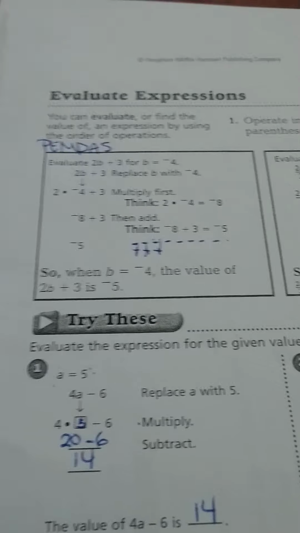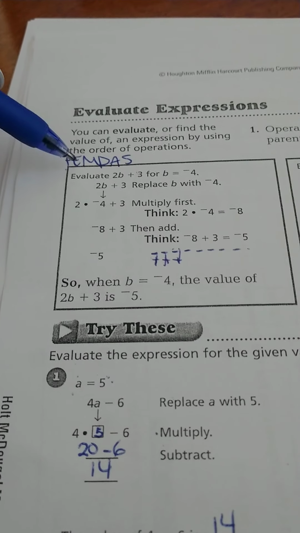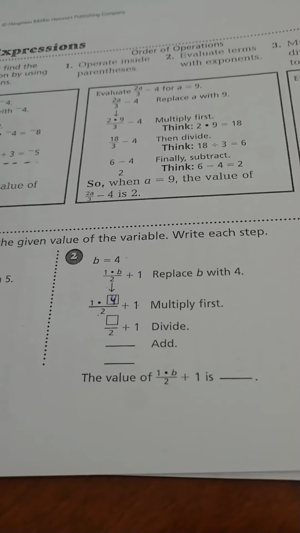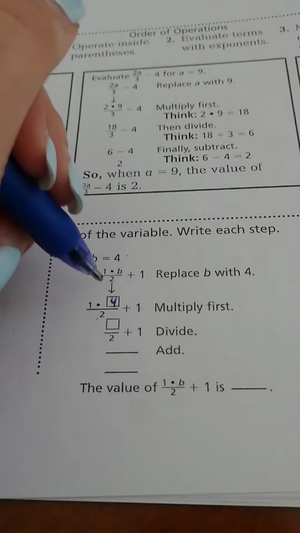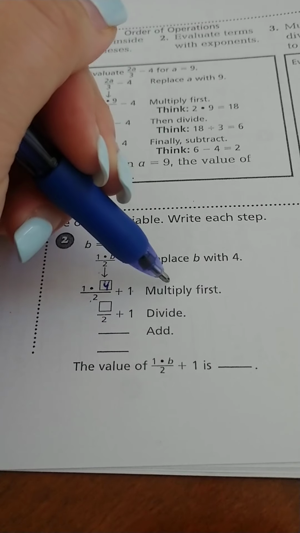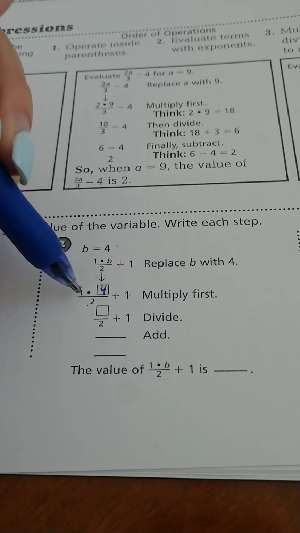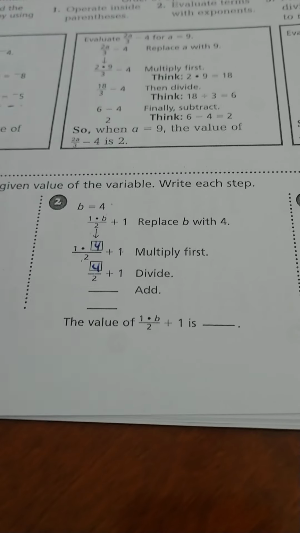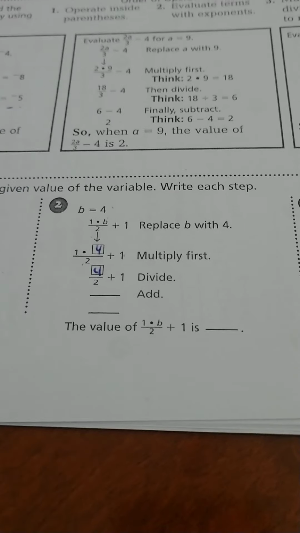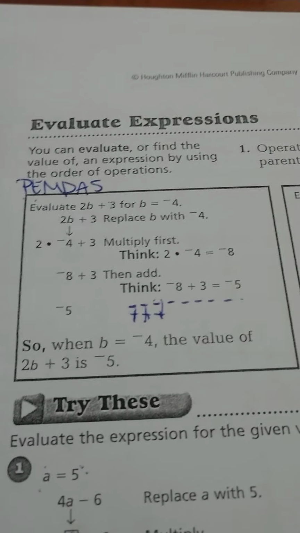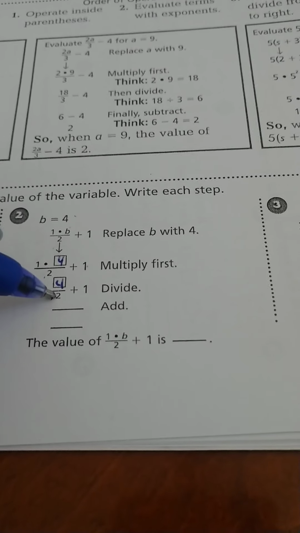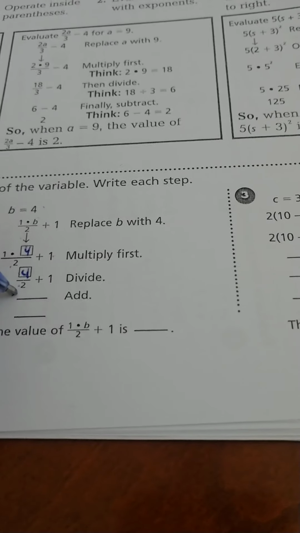Again, if we come back up here for PEMDAS, we have parentheses, exponents, multiplication or division. Okay, which one comes first? Well, if we look, multiplication comes first, which is why they say multiply first. So we have 1 times 4, which is 4. So now we have 4 divided by 2 plus 1. Now that we have multiplied in order of operations, then we divide because D is after M. So 4 divided by 2, which is 2.